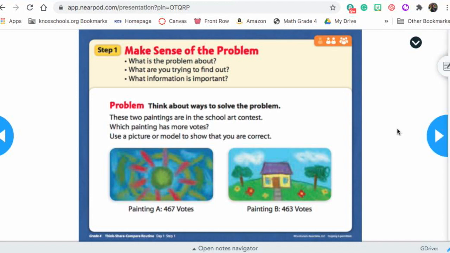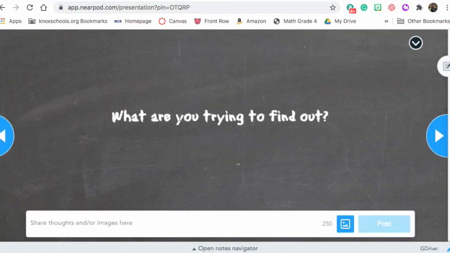That was easy, right? Usually you can figure out what you're trying to find out because it's going to end in a question mark. And I can see right here that this sentence, which painting has more votes, is what I'm trying to find out. So now I'm asking you, what are you trying to find out? And if I was you, I would answer me and say, I am trying to find out which painting has more votes.